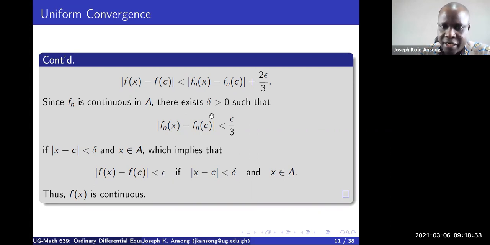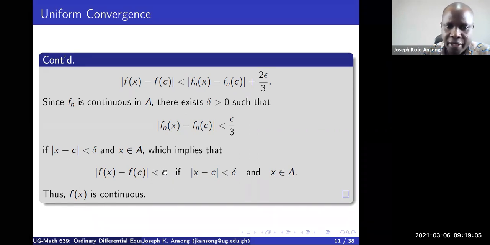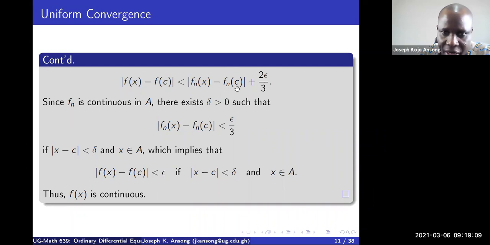You can have a delta. For every epsilon greater than 0, there's a delta, which is positive, such that this thing holds, and then |x minus c| less than delta for this. Okay, good. So now we can bound this thing here, which is what we have here, using the continuity of f_n at x. When we plug this in here, we get epsilon over 3 plus 2 epsilon over 3, and that is epsilon.